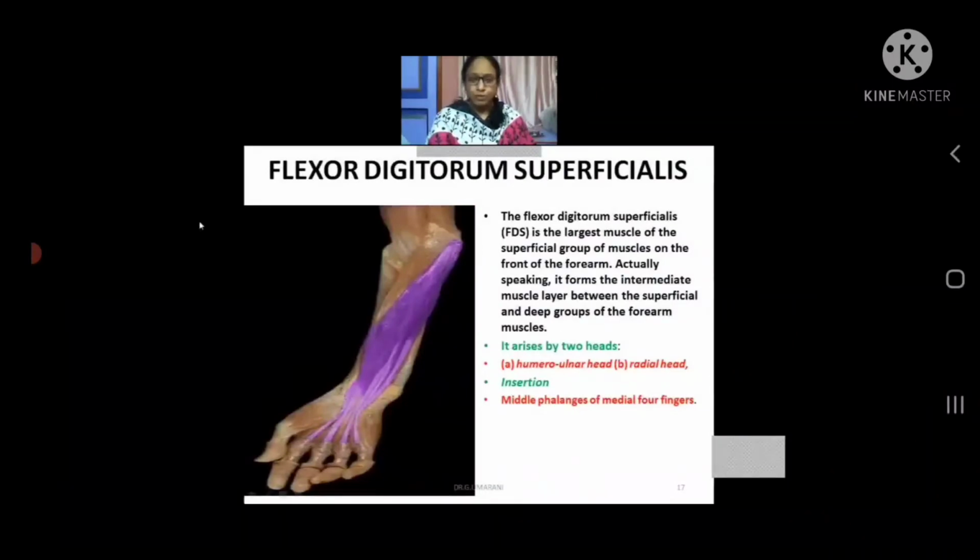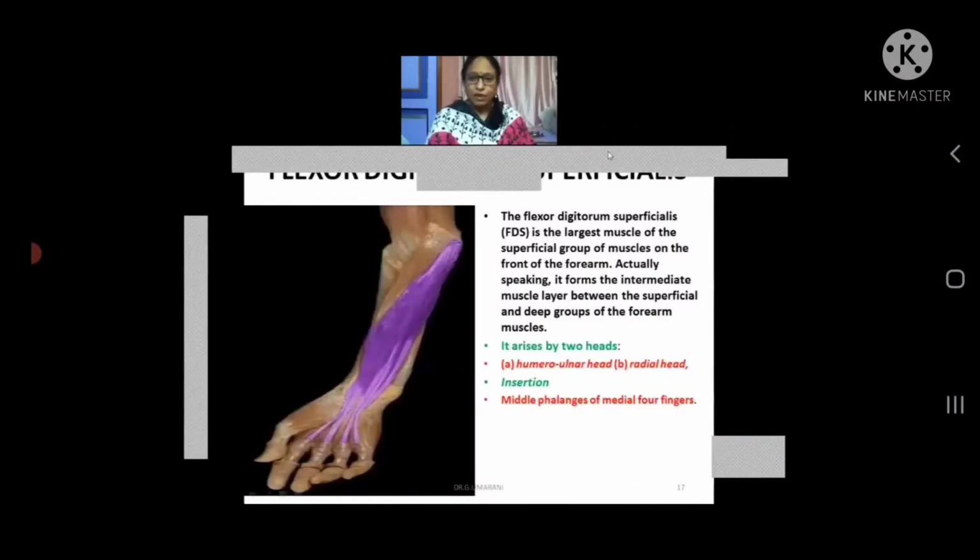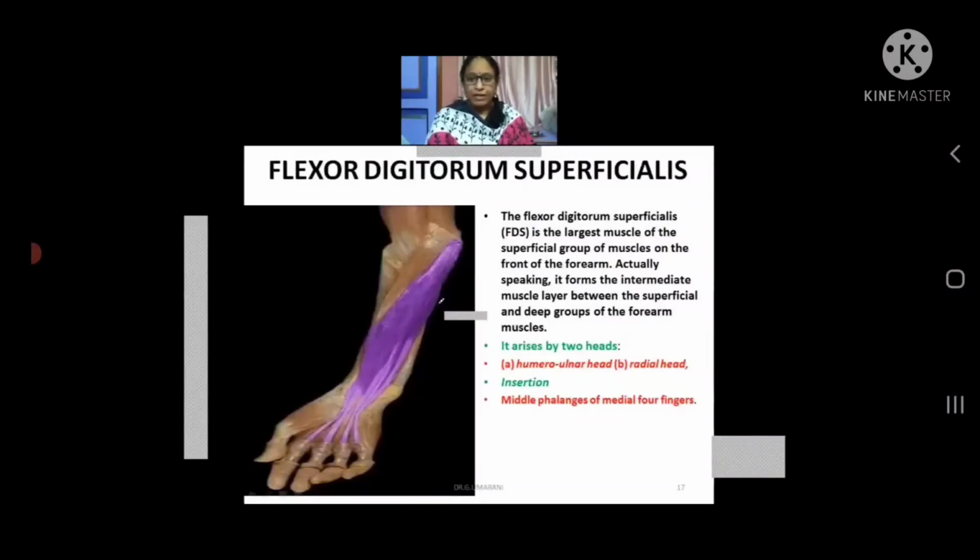So next is the flexor digitorum superficialis. Flexor digitorum superficialis is the largest muscle of the superficial group of muscles, and it forms the intermediate muscle layer. It arises from two heads: the humero-ulnar head and the radial head, and it is inserted to all the middle phalanges of the medial four fingers. So it divides into four tendons for the medial four fingers. So this is the flexor digitorum superficialis. The nerve supply is by the median nerve.